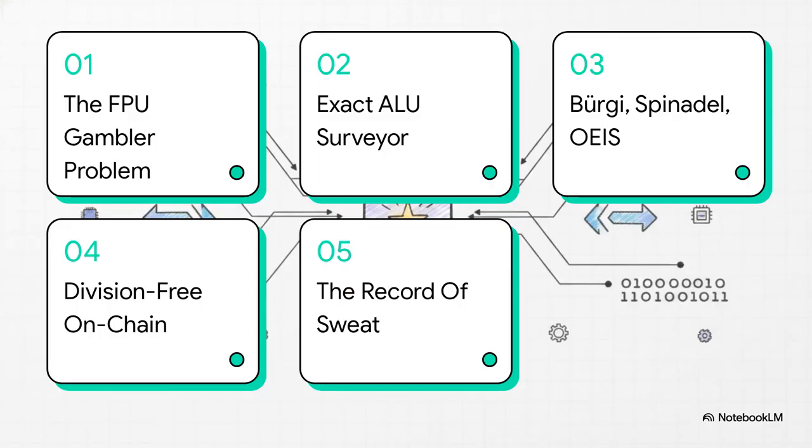First, the FPU gambler problem. Second, the exact ALU surveyor. Third, Burgi, Spinadel, and OEIS. Fourth, division-free on-chain execution. And finally, the record of sweat.